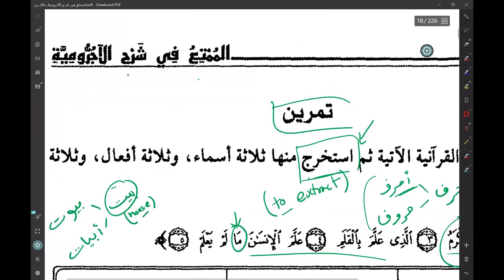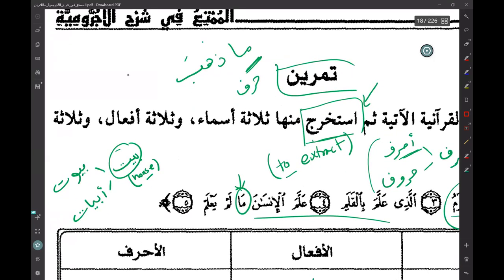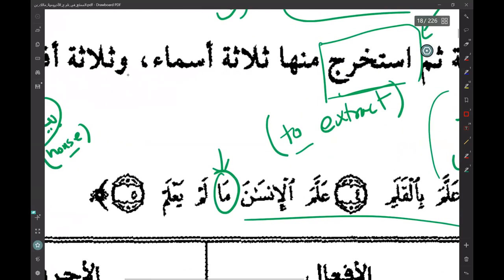For example, you say dhahaba, he went, right? And you want to say he didn't go. So what do you say? You say ma dhahaba. At that time, guys, the ma is harf. But ma can come in other places, like in a question, what? That time ma is not a harf. It is ism. And here the ma is actually a demonstrative, a relative pronoun.